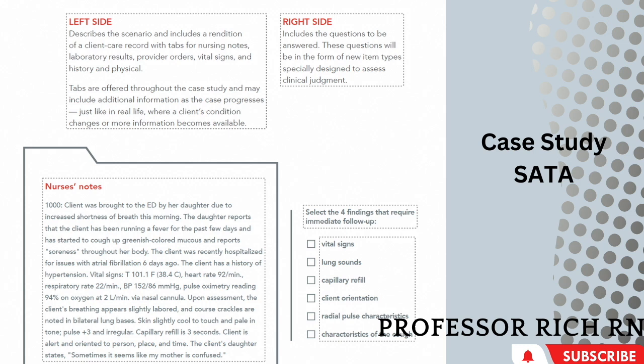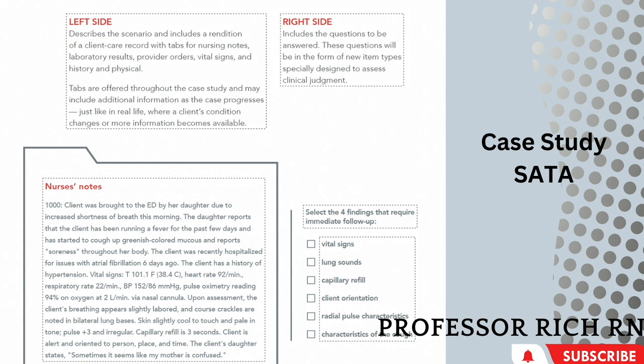We have a client that was brought into the ED by her daughter due to increased shortness of breath in the morning. The daughter reports that the client has been running a fever for the past few days and has started to cough up greenish colored mucus and reports soreness throughout her body. The client was recently hospitalized for issues with atrial fibrillation 6 days ago. The client has a history of hypertension. It gives us some vital signs there. We have a blood pressure, pulse oximeter 94% at 2 liters via nasal cannula.